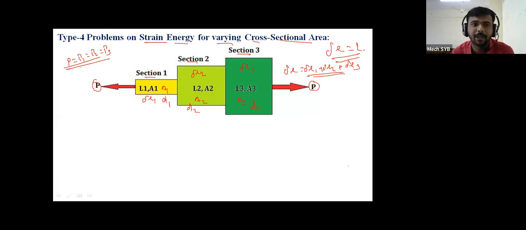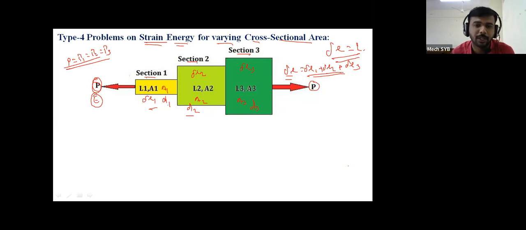Similarly, in this particular chapter number 2 also, we have to calculate the total strain energy stored in this particular bar if it is subjected to a single force. Just as with a single force we calculated the total elongation of this bar, how did we calculate it? Total elongation is equal to delta L1 plus delta L2 plus delta L3. Similarly, if the same bar is subjected to one external load P, then due to this external load, this bar is also subjected to some amount of elongation.